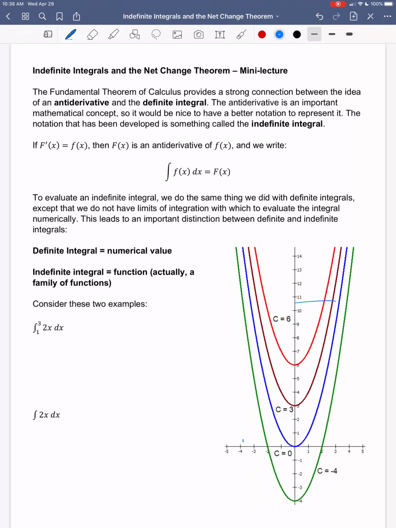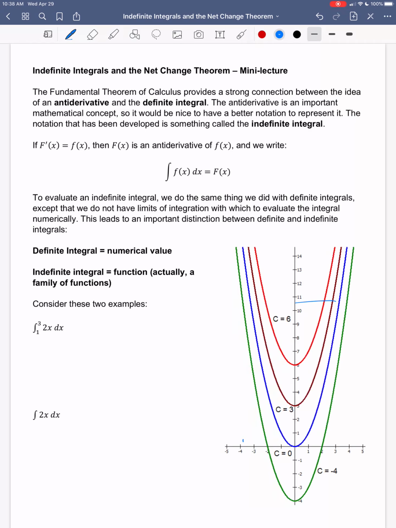In this mini lecture, I'm going to talk about indefinite integrals and then something called the net change theorem, which is just a slightly different way of reimagining the fundamental theorem of calculus. So to start with that, the fundamental theorem of calculus, we've looked at that here before with definite integrals, and that really provides a strong connection between the idea of an antiderivative and then this idea of the definite integral.